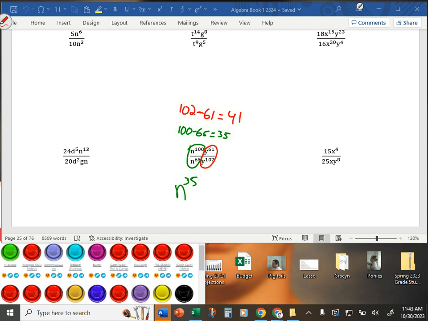Regan? The denominator. Why? Because we have more there to start with. Right? We have more there to start with. So your final answer here is n to the 35th over y to the 41st.